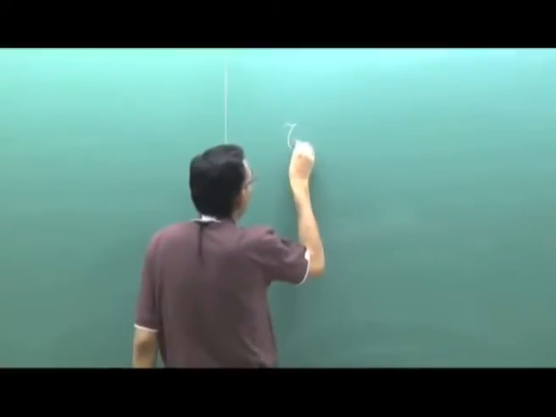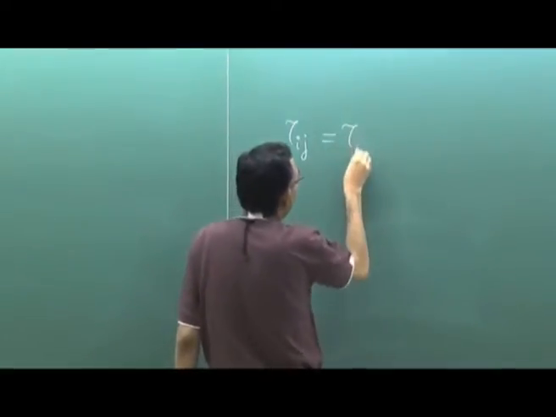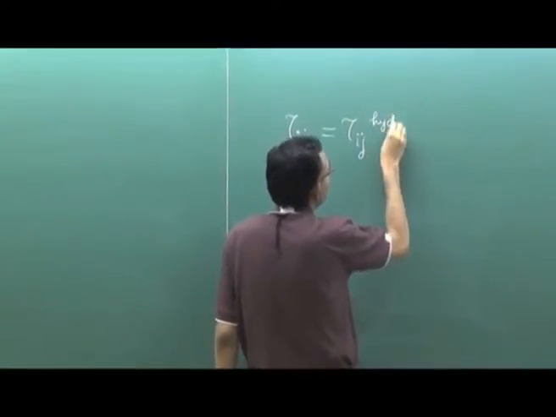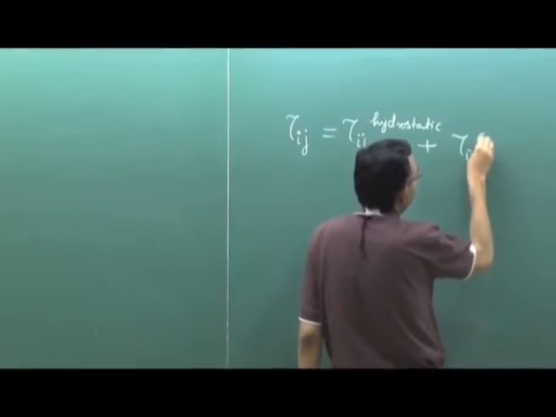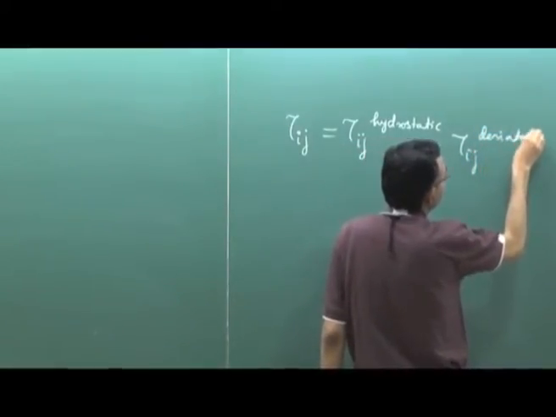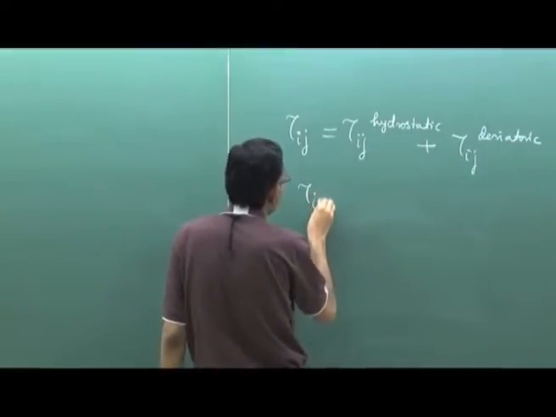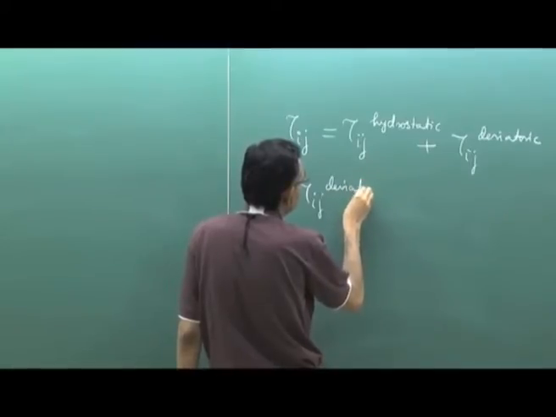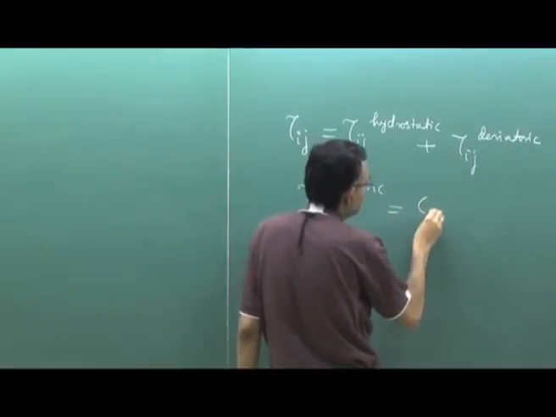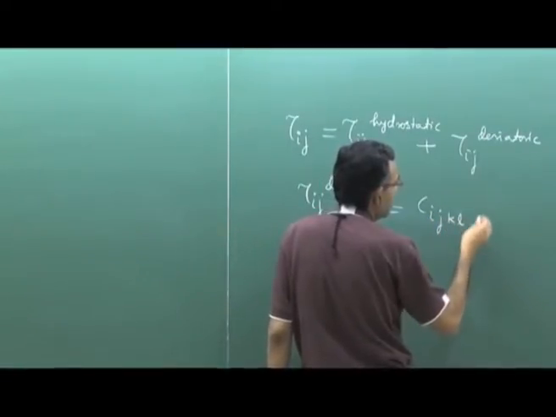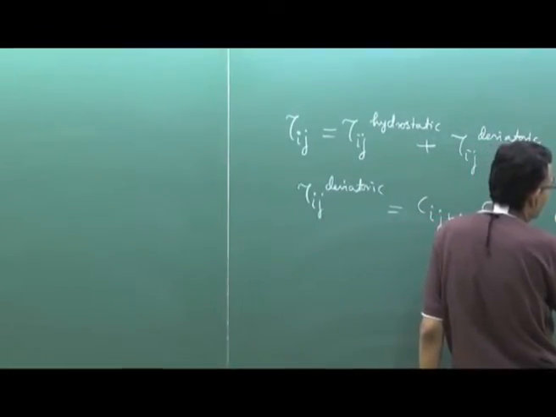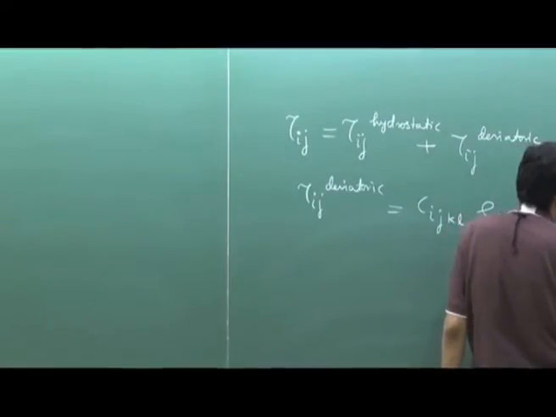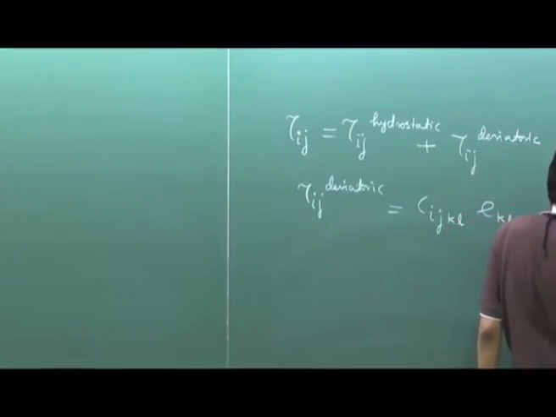So, we had tau ij is equal to tau ij hydrostatic plus tau ij deviatoric, and tau ij deviatoric we expressed as C_ijkl, which is a fourth order tensor, times E_kl, where E_kl is half of del u_k del x_l plus del u_l del x_k.